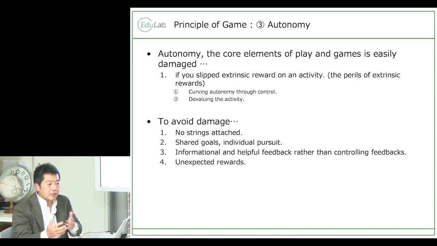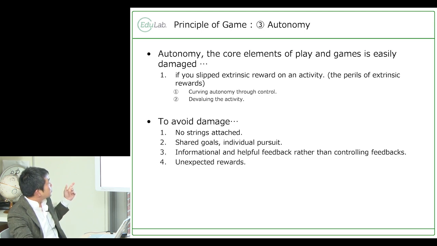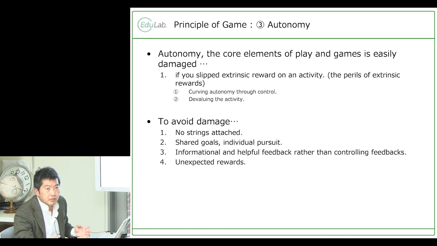How do you disguise it? It might differ depending on your audience, but the more the reward is intrinsic, the more the user is motivated, and the higher the probability of the user clearing the whole process. So this is a very important part related to autonomy. And a little tip on how to avoid this damage is, one, try not to put strings attached as an extrinsic reward. Or even if you have an extrinsic reward with strings attached, you want to disguise it very carefully so that people do not think it's an extrinsic reward.